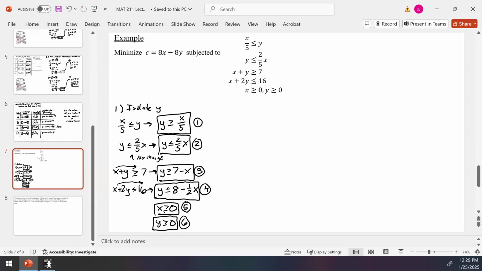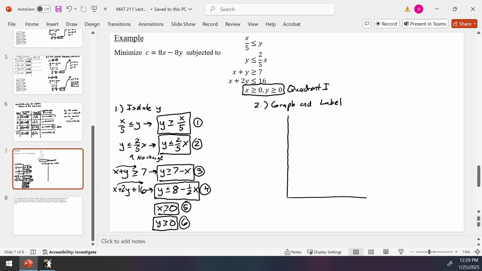Now let's graph. So step 2 is to graph and label. So here's a nice thing too, and you should always use this. If you have these equations right here, they just mean quadrant 1. So you don't have to draw the negatives, right? No negatives. So you can make a nice graph like this. Now, I do recommend you draw the arrows going past it, so that way you know which one is which. But the cool thing is you don't have to really think about the negative region.